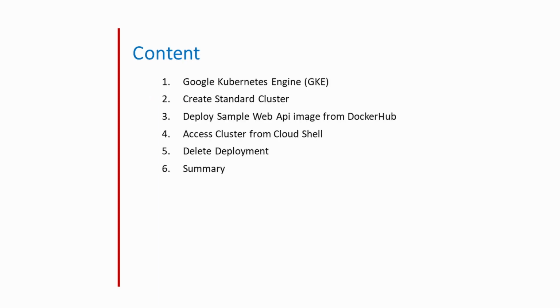First, we will look at basic terminologies in Kubernetes. Then, we will create a standard cluster. After that, we will deploy a sample web API image from DockerHub. Next, we will try to access the cluster from Cloud Shell. After that, we will delete the deployment.